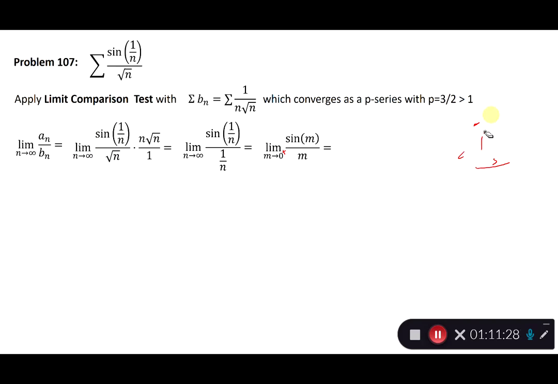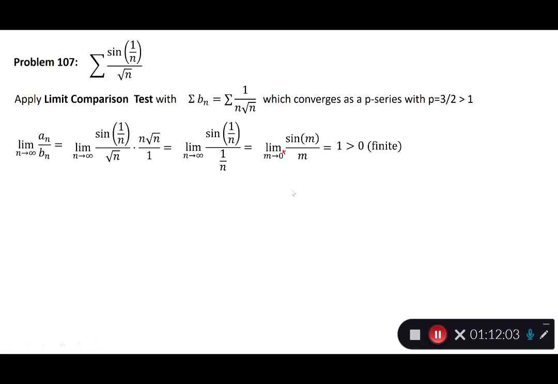Okay, so now we can apply L'Hopital to this. This is sine of 0 over 0, which is 0 over 0. Apply L'Hopital if you want. Or there is a theorem that says the limit of sine theta over theta as theta approaches 0 is equal to 1. So you apply that and you get 1. Okay. Limit comparison test. We got the limit to be 1, which is greater than 0 and finite. And so either both converge or both diverge. So our series converges.